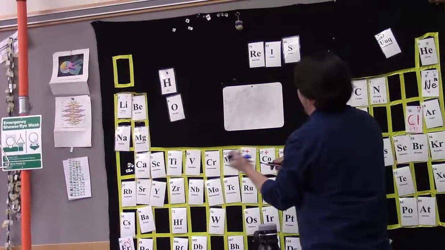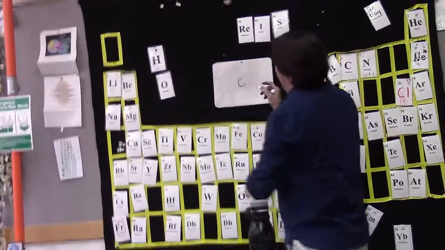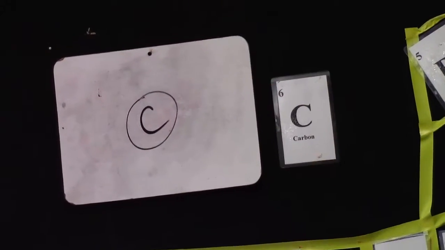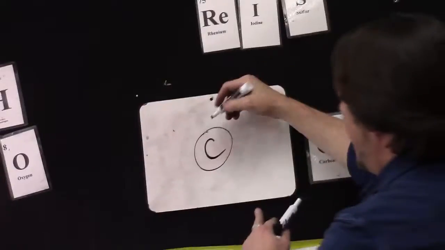My arm's getting tired. The carbon is carbon's number 6. And, oh look, Reese, you're on TV. I was on TV before too. Yes, you were. You did good.